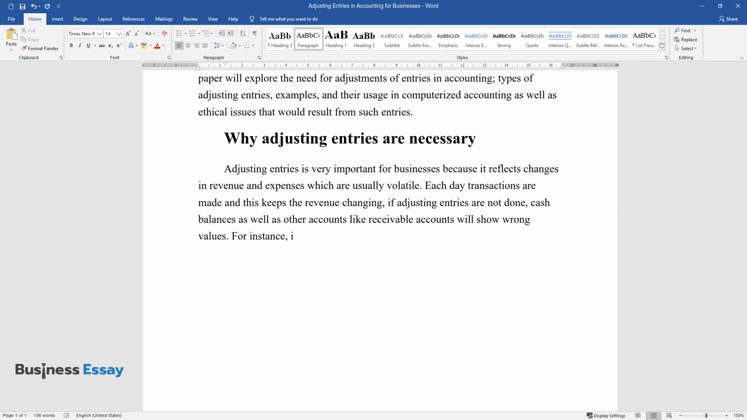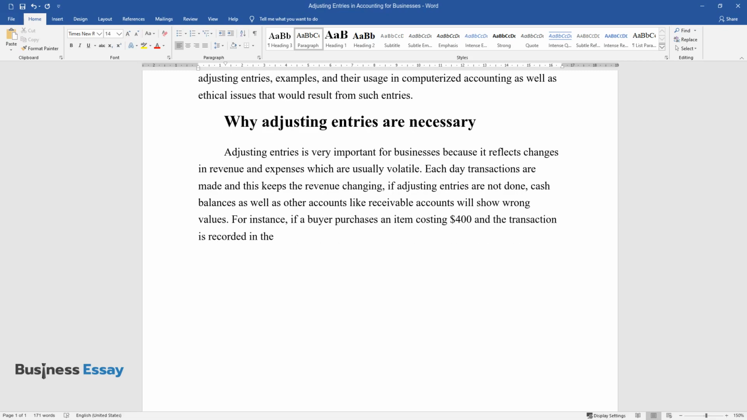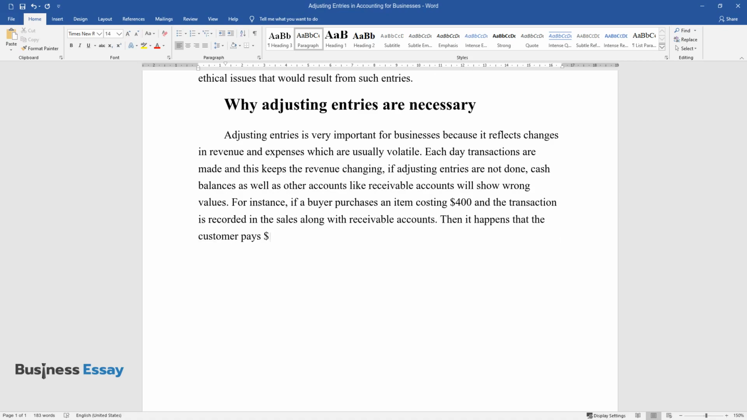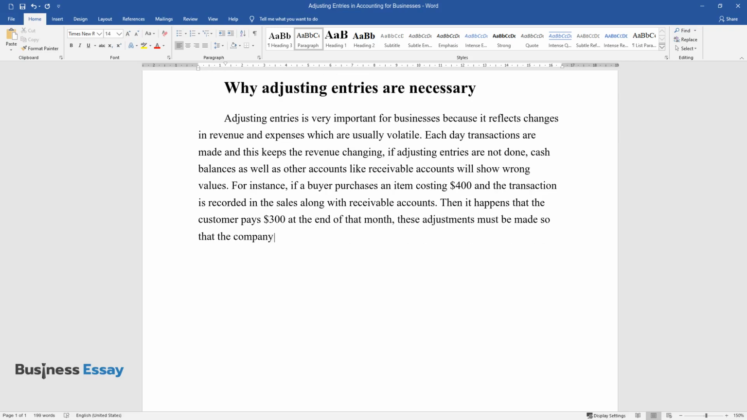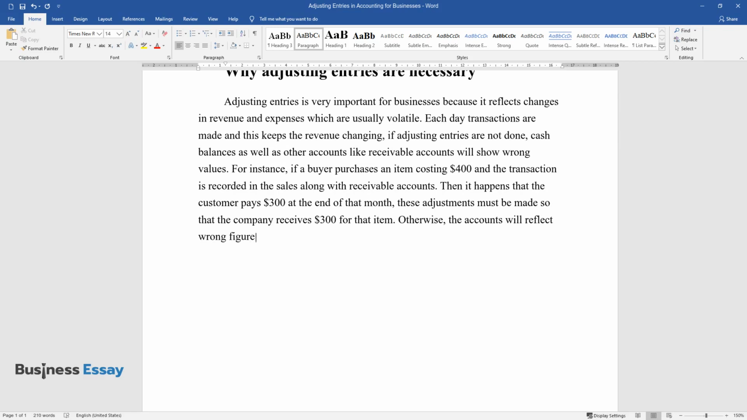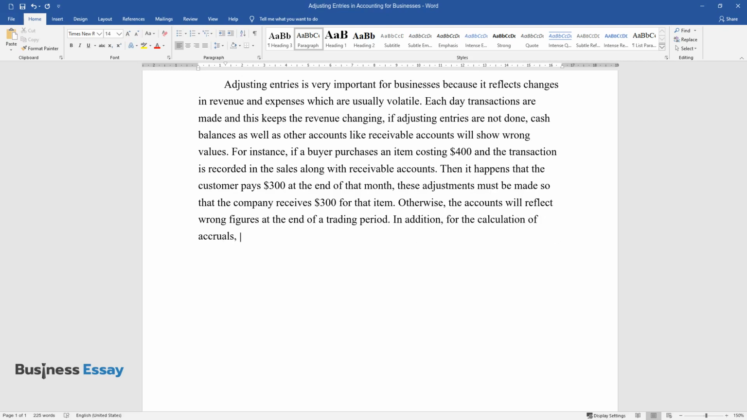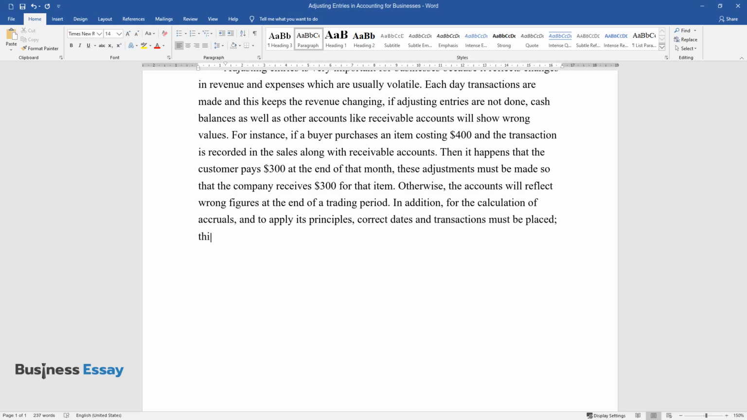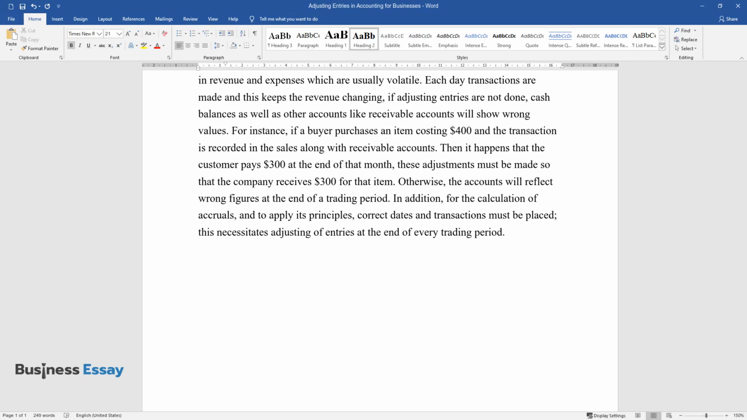For instance, if a buyer purchases an item costing $400 and the transaction is recorded in the sales along with receivable accounts, then it happens that the customer pays $300 at the end of that month, these adjustments must be made so that the company receives $300 for that item. Otherwise, the accounts will reflect wrong figures at the end of a trading period. In addition, for the calculation of accruals, and to apply its principles, correct dates and transactions must be placed. This necessitates adjusting of entries at the end of every trading period.